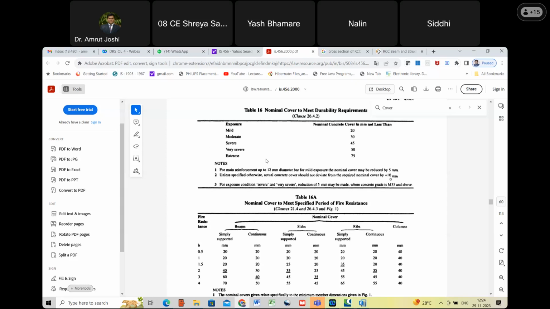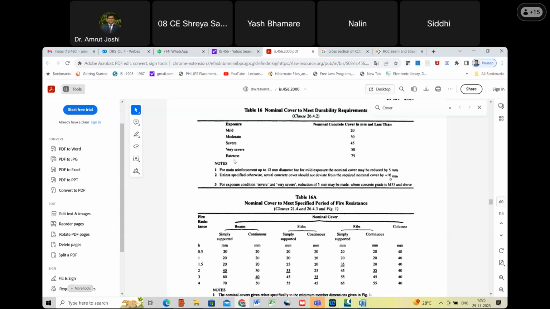So we will not be referring to table 16A. The fire resistance is out of scope. We will not be considering it right now. We will be only considering nominal cover to meet the durability requirements. Happy? Yes, sir. So look at that. What exposure condition is given? Mild, moderate, severe, very severe, and extreme. Are you with me? Yes, sir.